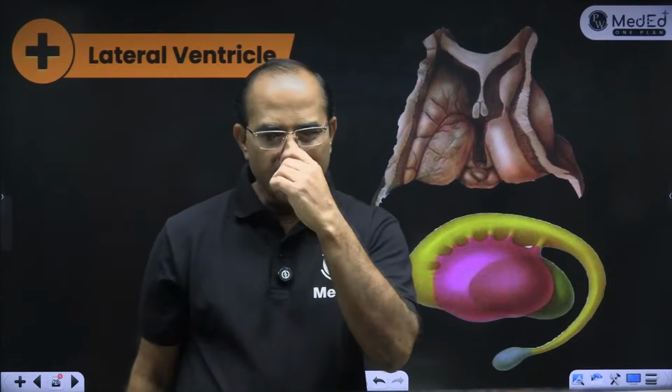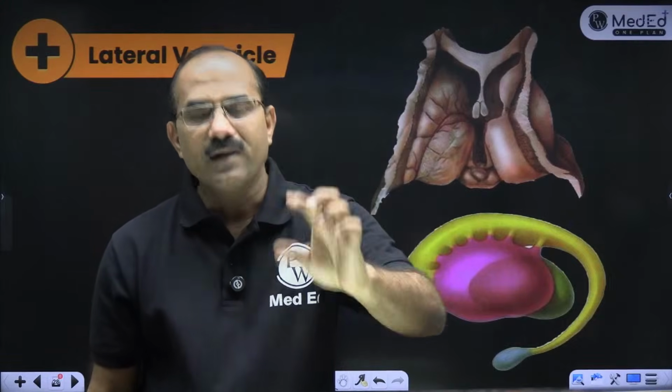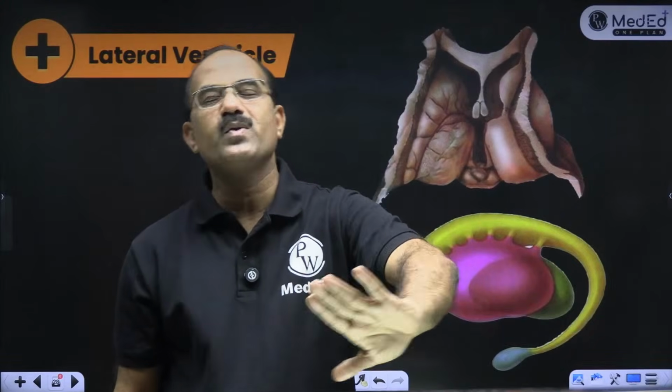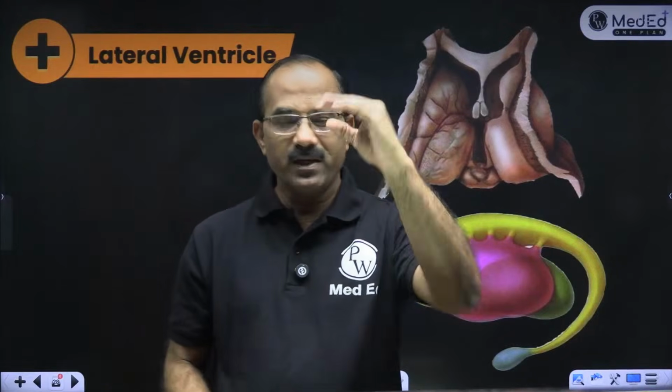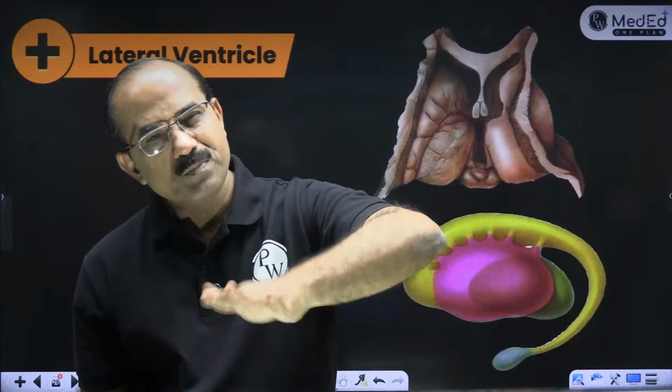Akshat, in the epithalamus, the pineal gland, the posterior commissure and the habenular commissure together form the epithalamus. Pineal gland, habenular commissure, posterior commissure.